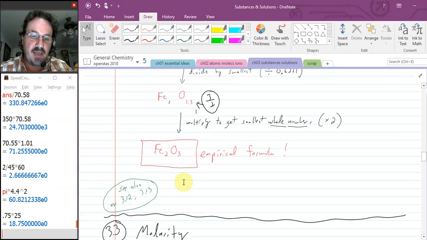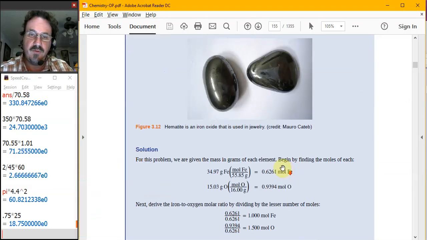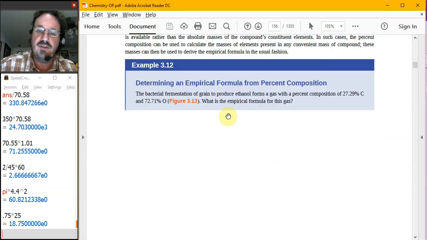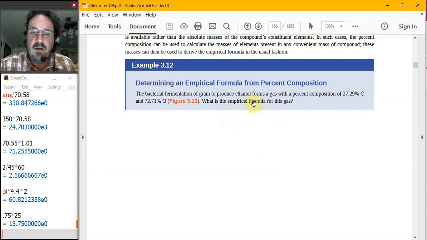So let's take a look at examples 312 and 313 for a little extra practice here. 312, it says bacterial fermentation of grain to produce ethanol. Okay, so we're taking grain with bacteria, we're producing ethanol, forms a gas with the percent composition. All right, 29% carbon, 72.71% oxygen. What is the formula for this? Here they don't even give me masses, they're just giving me percents. How in the world do I do that?